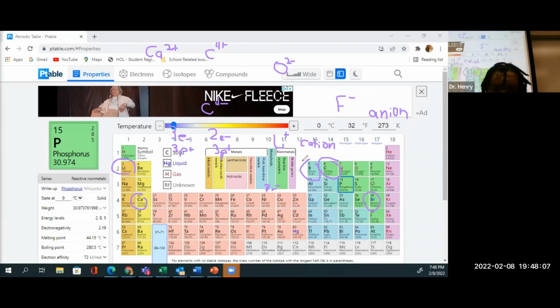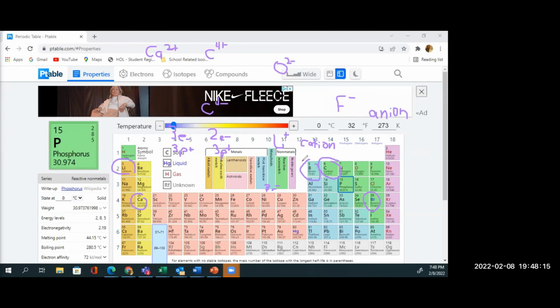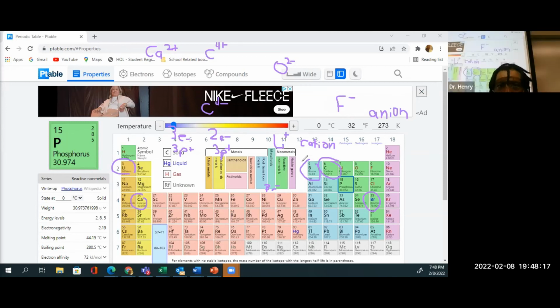Now, if you're walking, there's a store that's 3 blocks away or a store that's 5 blocks away. Which one would you go to? 3 blocks away. Right? So the atom is going to do exactly the same thing. It's going to find the cheapest way to get there, because it doesn't want to waste that energy. So it's going to go 3. In that case, it's going to lose 3 electrons to be like helium.